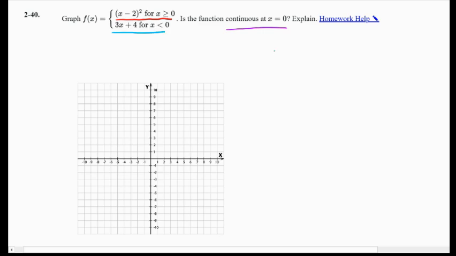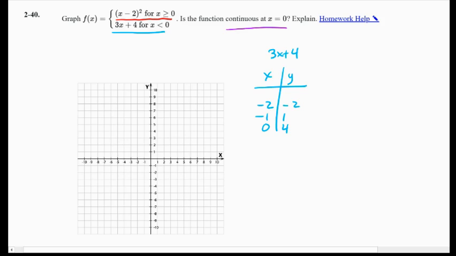So I'm going to say 3x plus 4. I'm going to plug in some x values to get some y values, and I'm doing all the values less than 0. So 0, -1, -2, and that's probably fine. When I plug in 0, I get 4. When I plug in -1, -3 plus 4 is 1. -2 into there gives me -2.